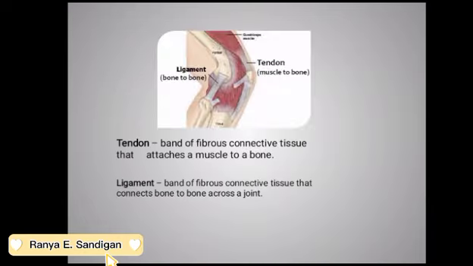What are tendon and ligament? Tendon is a band of fibrous connective tissue that attaches a muscle to a bone. As you can see in the picture, tendons, another type of tough connective tissue on each side of a joint, attach to muscles that control movement of the joint. While ligament is a band of fibrous connective tissue that connects bone to bone across a joint. Ligaments connect bones together to give support and limit the joint's movement.